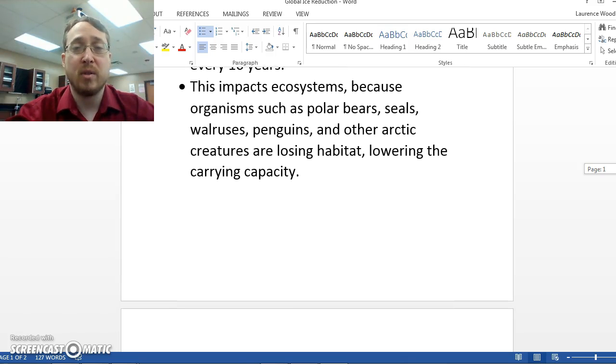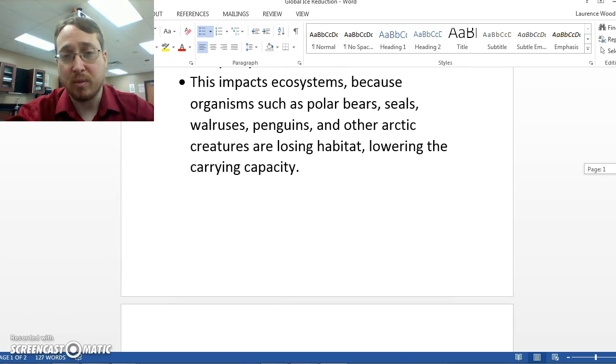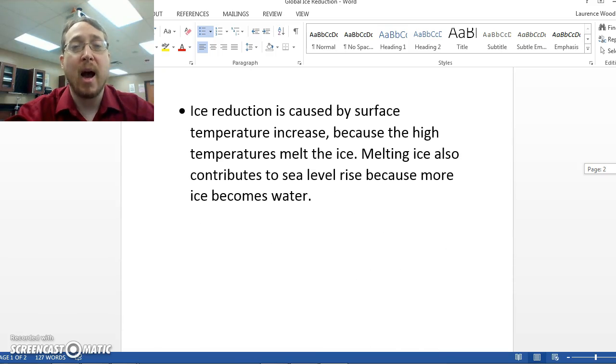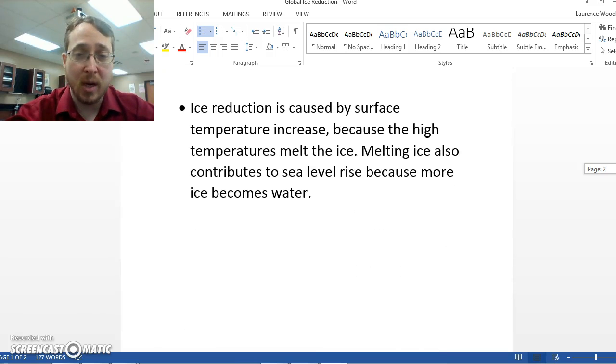This affects ecosystems because organisms such as polar bears, seals, walruses, penguins, and other Arctic creatures are losing habitat, which lowers the carrying capacity. And ice reduction is caused by surface temperature increase because the high temperatures melt the ice, and melting ice also contributes to sea level rise because more ice becomes water.